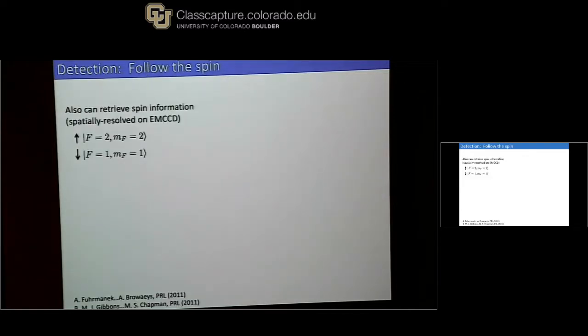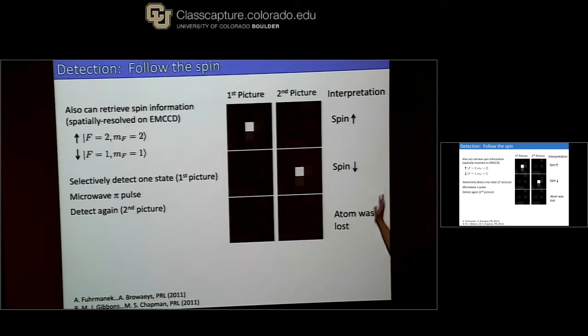We can also retrieve this spin information. So we have our spin up and our spin down states. We can image those selectively at this point. We take one picture where we scatter a lot of light off of the atoms. We make sure we don't scatter too much light, so that we stay in the same cycling transition and so that we don't mix the spin states. Then we do a microwave pi pulse that flips those with respect to each other. Then we do the same detection, and we're able to get information about whether we had spin up or spin down, or actually whether the atom was lost in the experiment.